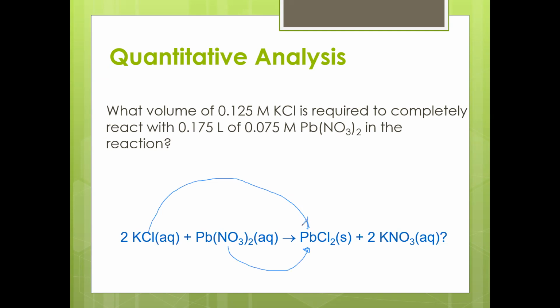So again, same starting point. You have a volume and concentration. We get to moles of something, and then we do the mole to mole conversion to go to moles of the product. The thing that's different is that since you have volume and concentration for the other one, that's your clue. You have to do it two times.